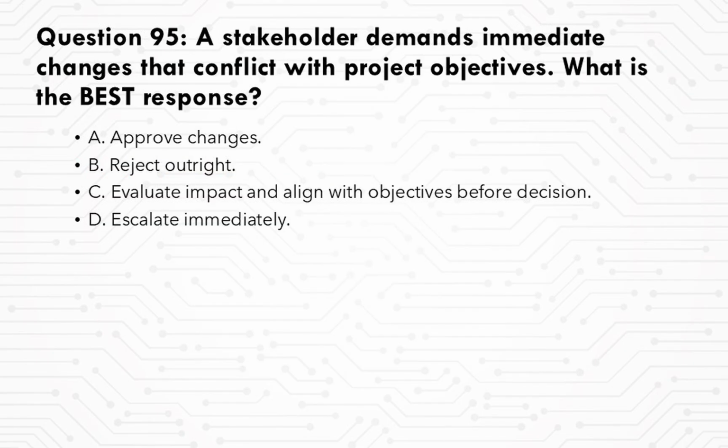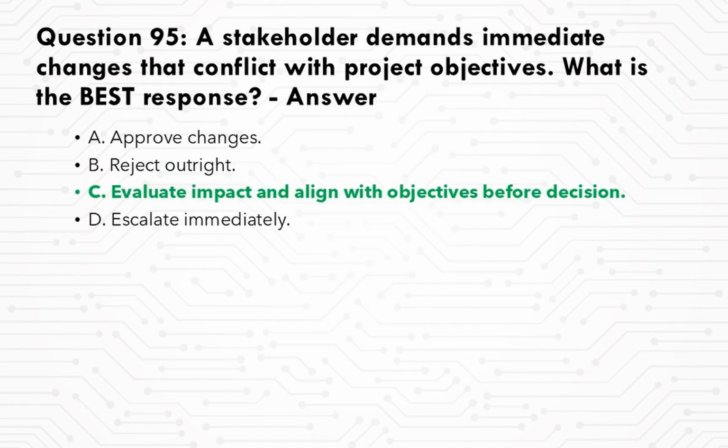Question 95. A stakeholder demands immediate changes that conflict with project objectives. What is the best response? A. Approve changes. B. Reject outright. C. Evaluate impact and align with objectives before decision. D. Escalate immediately. Answer: C. Decisions must align with project goals.